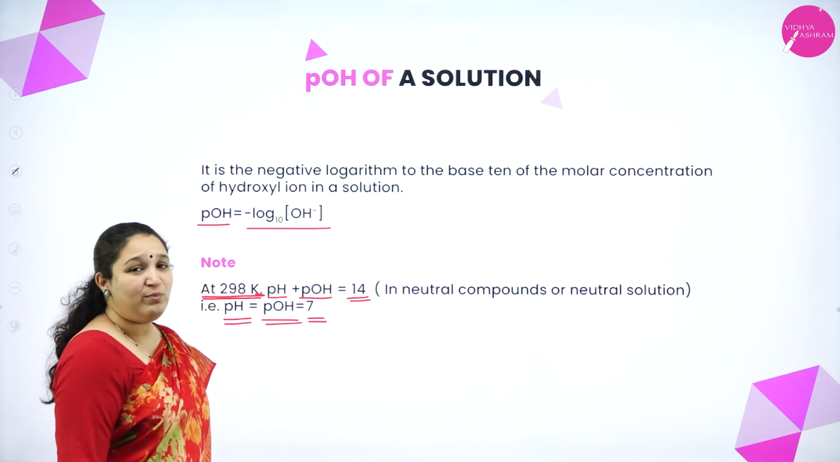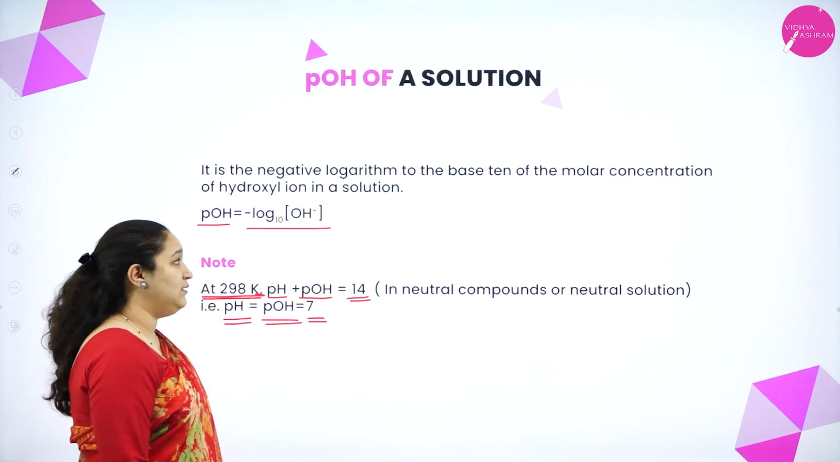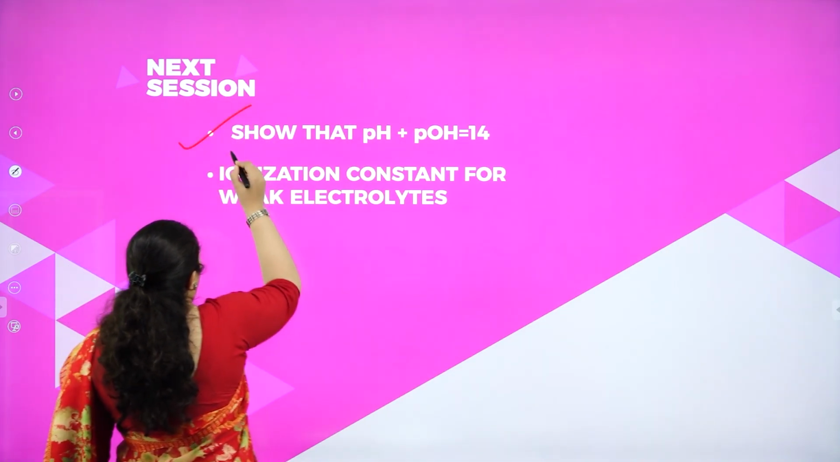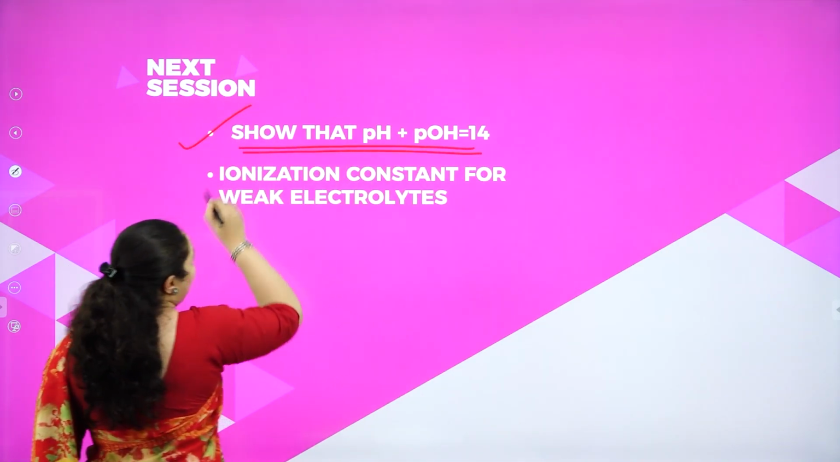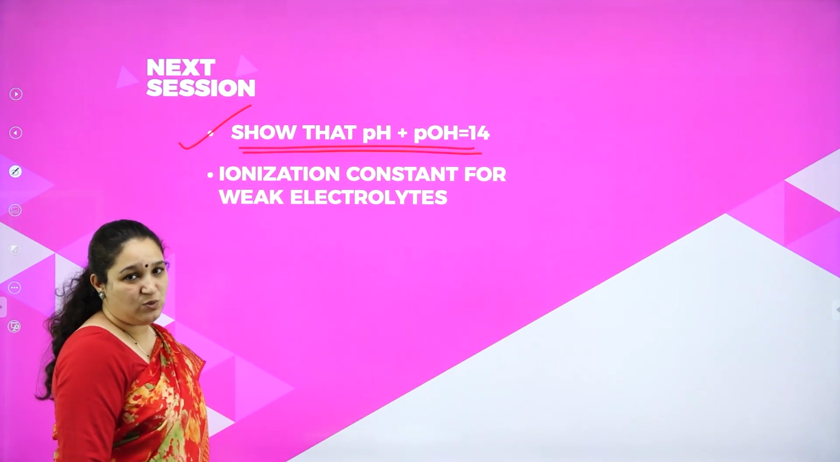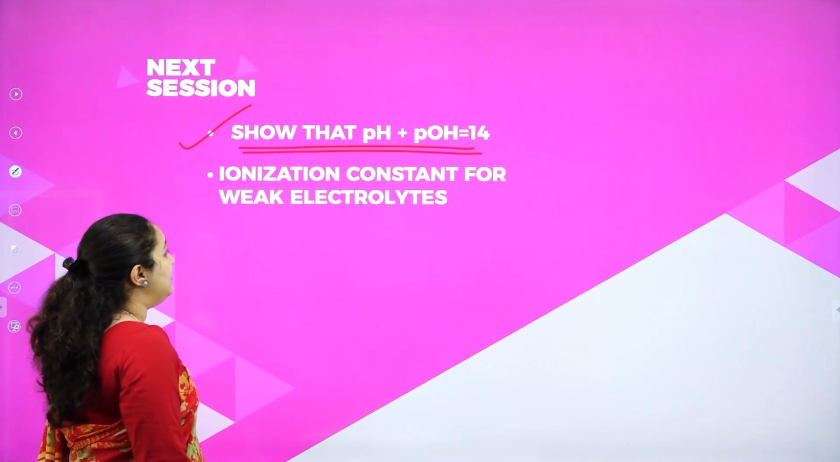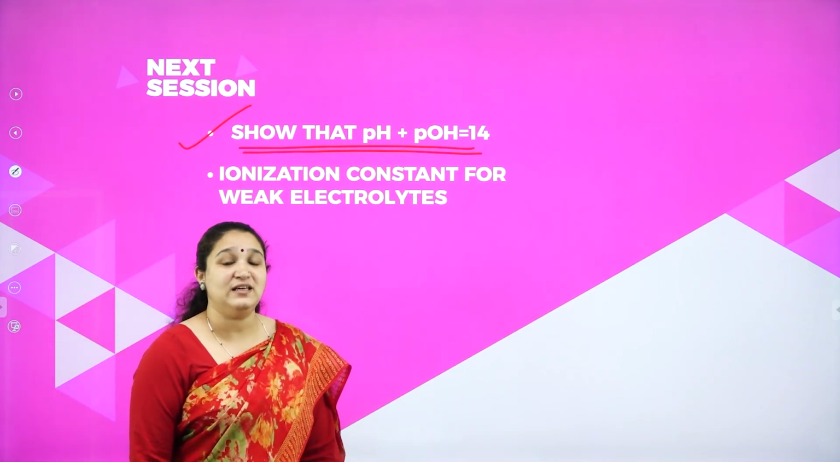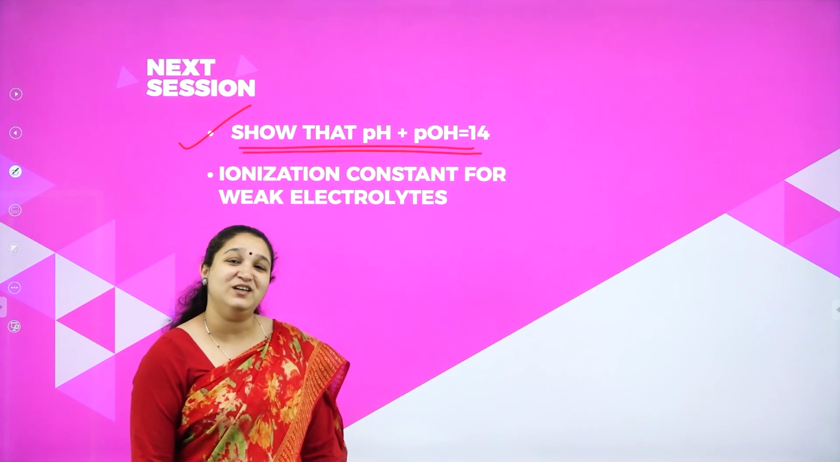Okay. More about the calculation we shall do in the next class. So next class we will learn how to show or prove that pH plus pOH is equal to 14, and also the ionization constant of a weak electrolyte. And I think we shall also solve some of the numericals.